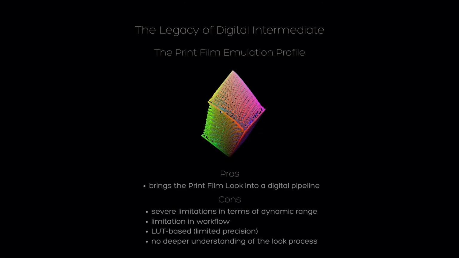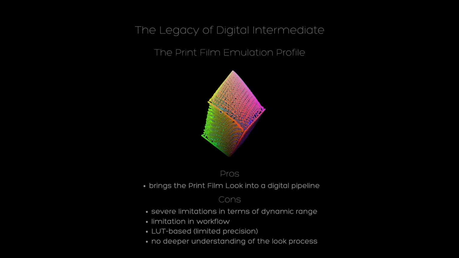Well, from the DI times, we would characterize print film, which embodied most of the film look. For this, we created print film emulation profiles, which then turned into print film emulation lookup tables. And nowadays, everyone has a secret print LUT in his pocket, which he wants to use for his next grading because it makes the image look good in terms of the aesthetics. So the process brings the print film look into a digital pipeline.